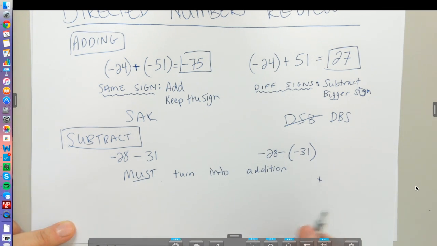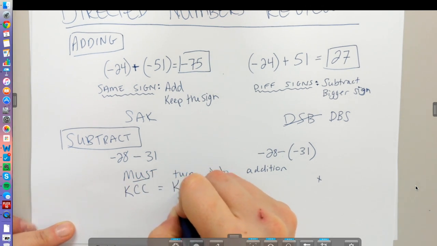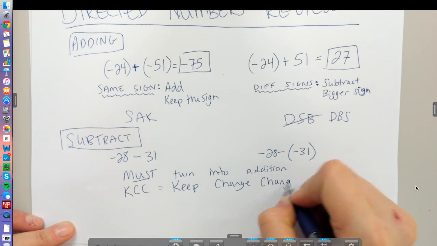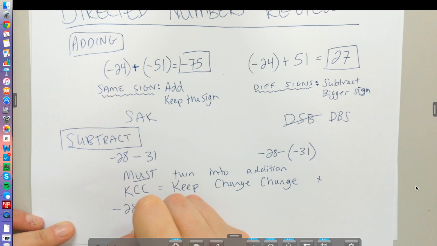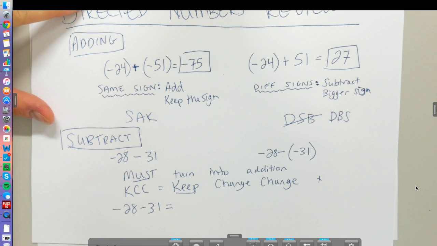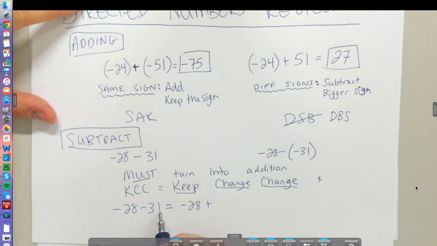Okay? So in order to turn it into addition, there's a cute little rule to follow called KCC. That means keep, change, change. Okay, so if I have negative 28 minus 31, I want to turn that into addition. I'm going to keep the first number. So that's negative 28. Keep it. Don't do anything different. Change the sign. Subtraction gets changed to addition. Change the second number. Right now it's a positive 31. I have to change it to a negative 31. So now I have, instead of negative 28 minus 31, negative 28 plus negative 31.